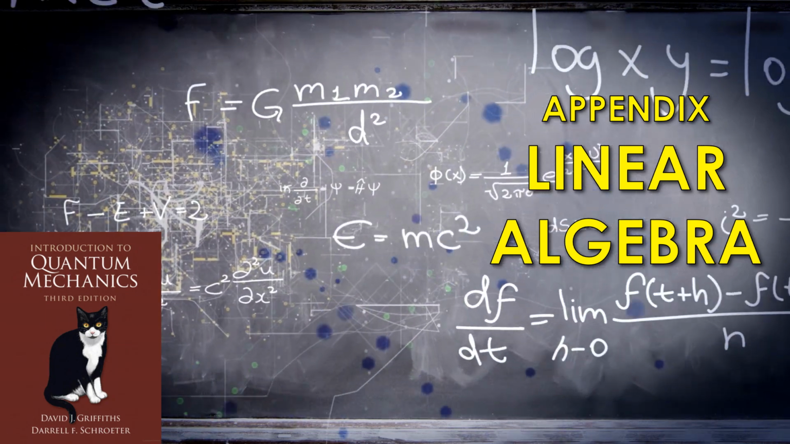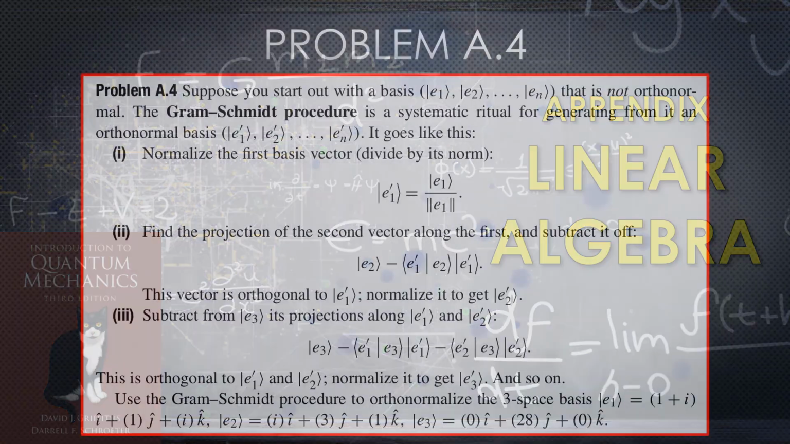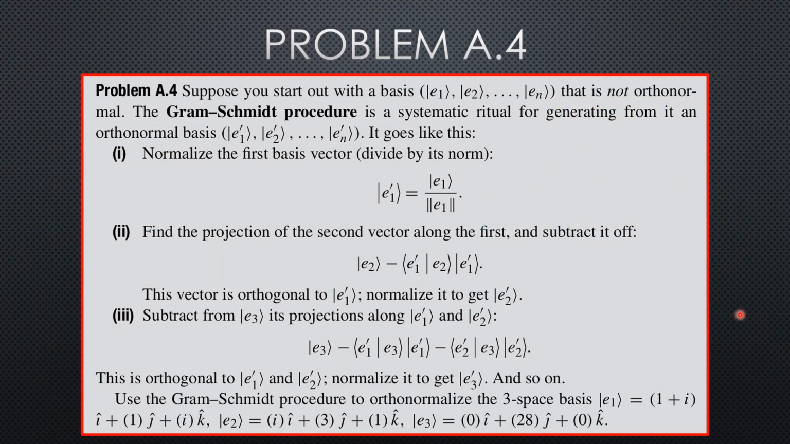Now let's see what we're dealing with today. In today's problem, A.4, suppose you start out with the bases e1, e2 up to en that is not orthonormal, meaning that they're not orthogonal, i.e. perpendicular, and they're not normalized, i.e. that they have a length of 1.